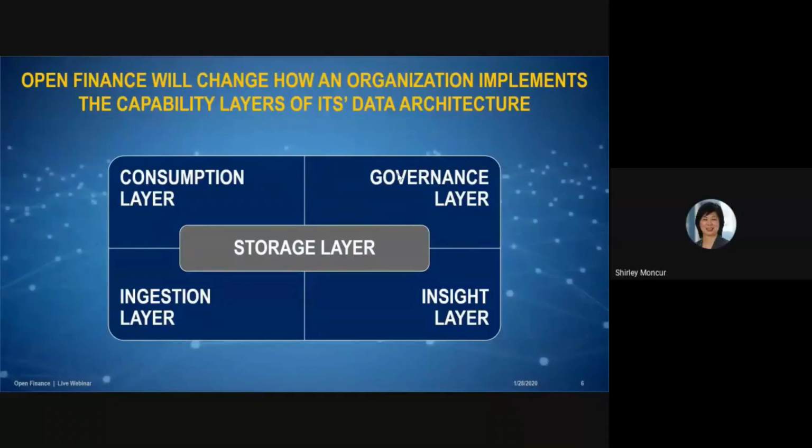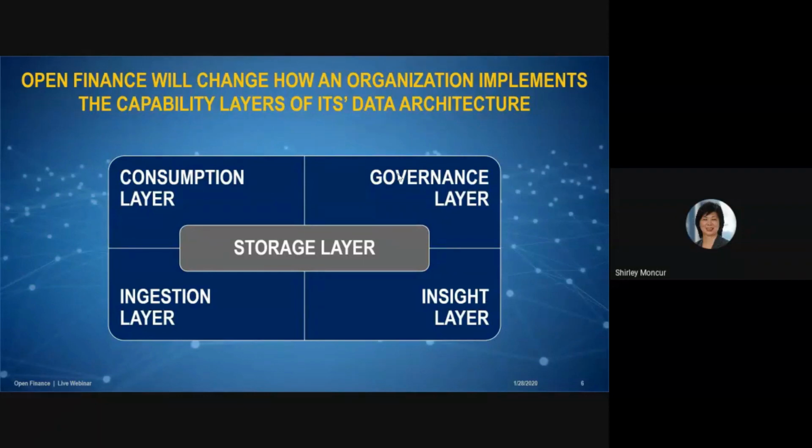I just wanted to start, I guess, by talking about data in the context of an organization's data architecture, and go over some ways that open banking, open finance could impact it. So when we look at this diagram here, this is a pretty standard view of data architecture. It consists of 5 different layers: the storage layer, the ingestion layer, the insight layer, the consumption layer, and the governance layer. So I want to go through them one by one and just speak really quickly on each one.